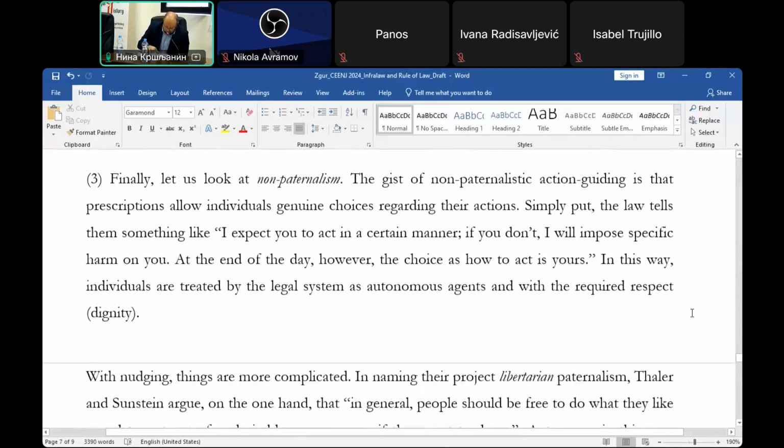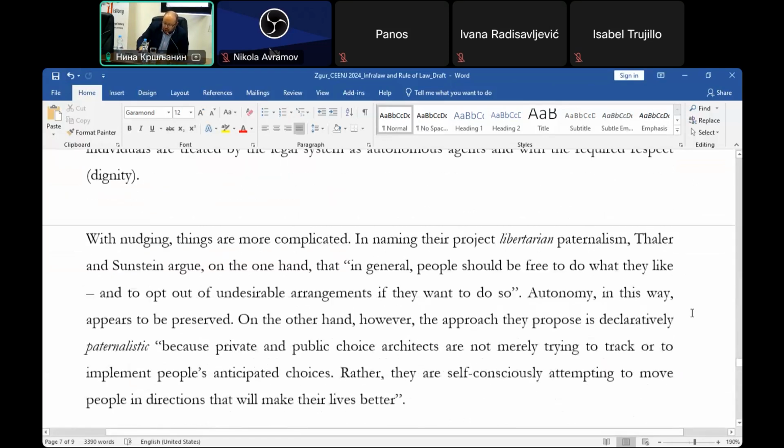And finally, let's just look at non-paternalism. Now, the gist of non-paternalistic action guiding is that the prescriptions allow individuals genuine choices regarding their actions. Simply put, the law tells you something like, I expect you to act in a certain manner. If you don't, I will impose specific harm on you. But at the end of the day, the choice as to how to act is yours. In this way, individuals are treated by the legal system as autonomous agents and with the required respect. With nudging, things are more complicated.